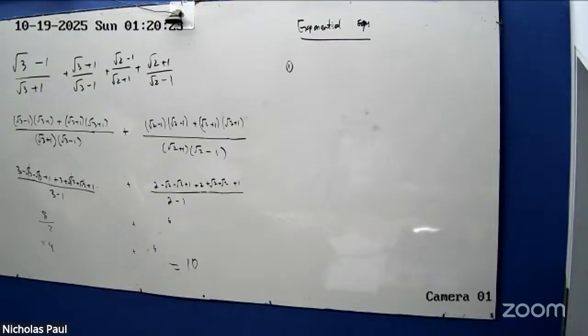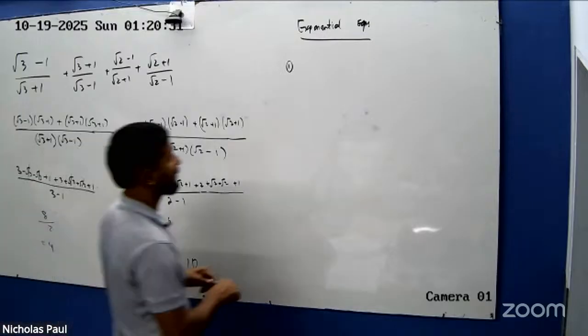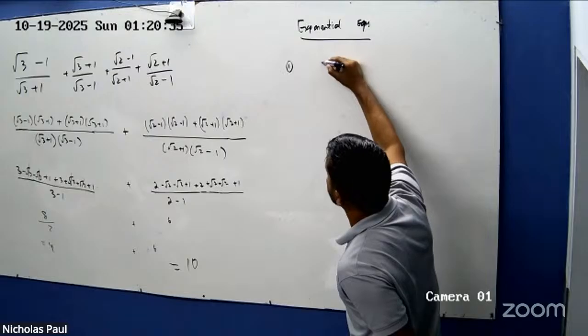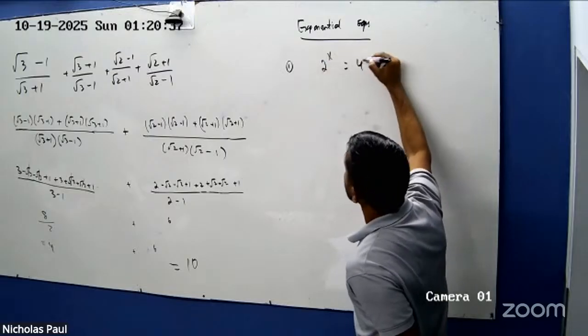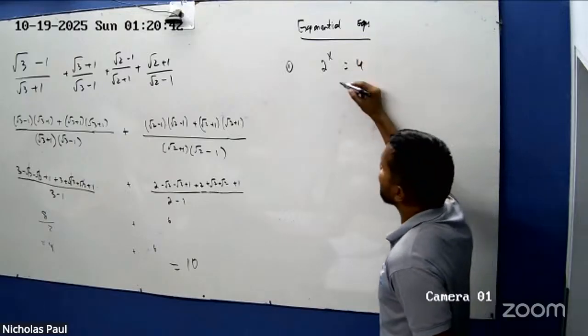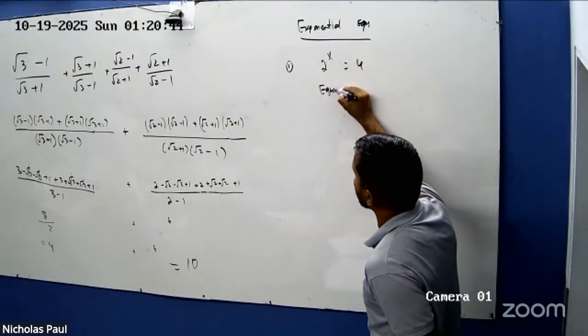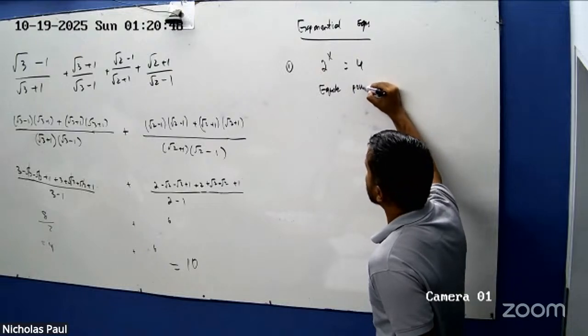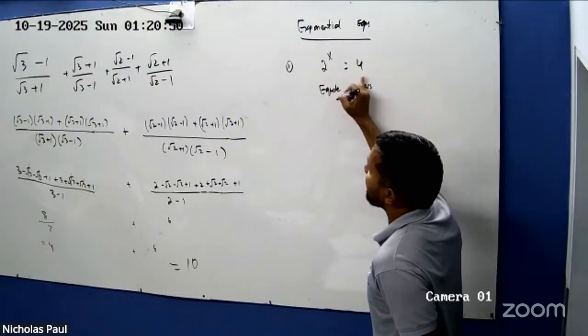Alright, let's go. So, exponential equations. We need to be able to solve different types of equations. If I gave you 2 to the power x is 4, all we have to do is equate powers, provided that they are both to the same base.